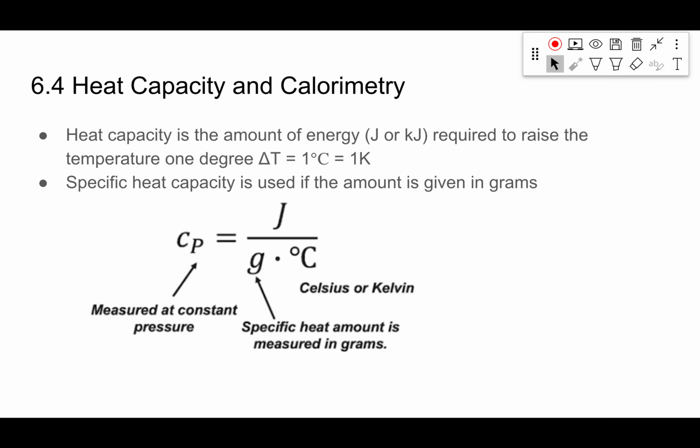So the equation is going to be C_P, which stands for specific heat capacity. Sometimes it's just represented as an uppercase C, and it is equal to joules over grams times your degrees Celsius. The C sometimes has that subscript P for constant pressure. Your mass is going to be measured in grams, and again, your temperature, it really doesn't matter. Those units combine to give you the specific heat capacity.